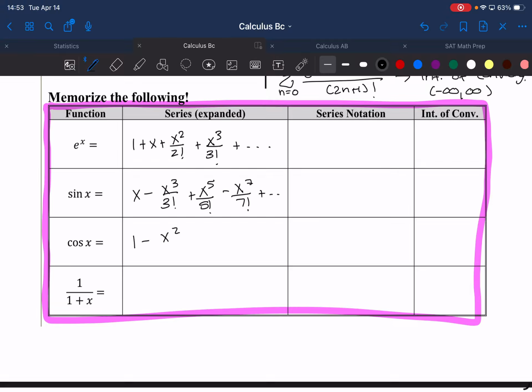Okay, and again, notice for cosine, the main difference here is that exponent here. So it's going to be x to the 2n over 2n factorial versus x to the 2n plus 1 over 2n plus 1 factorial. So the even exponents versus the odd exponents.